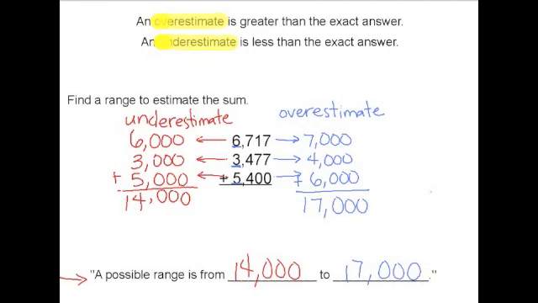Now, if I were to calculate the exact answer for this problem, I would know that my exact answer should fall between 14,000 and 17,000. So finding a range for your estimate can be useful as a self-check to make sure that your actual calculations are accurate. I know that my answer will be between these because all of these numbers for my overestimate are larger than the actual number, and all of the numbers for my underestimate are smaller than the actual number. So my actual answer must fall somewhere in between.